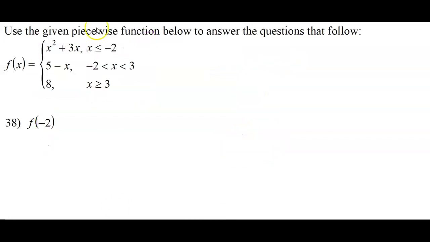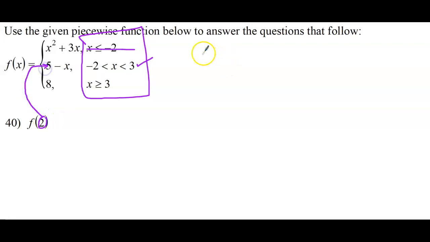Let's go ahead and take a look at another one here, number 40. This time I want to do f of +2. Now, where is +2 located? Is +2 less than or equal to -2? Nah. Is it between -2 and +3? Ding, ding, ding. Yes, it is. So that means I'm going to be plugging this 2 into the middle equation this time. So 5 minus x is going to be 5 minus 2, and therefore that would be 3 as the final answer.